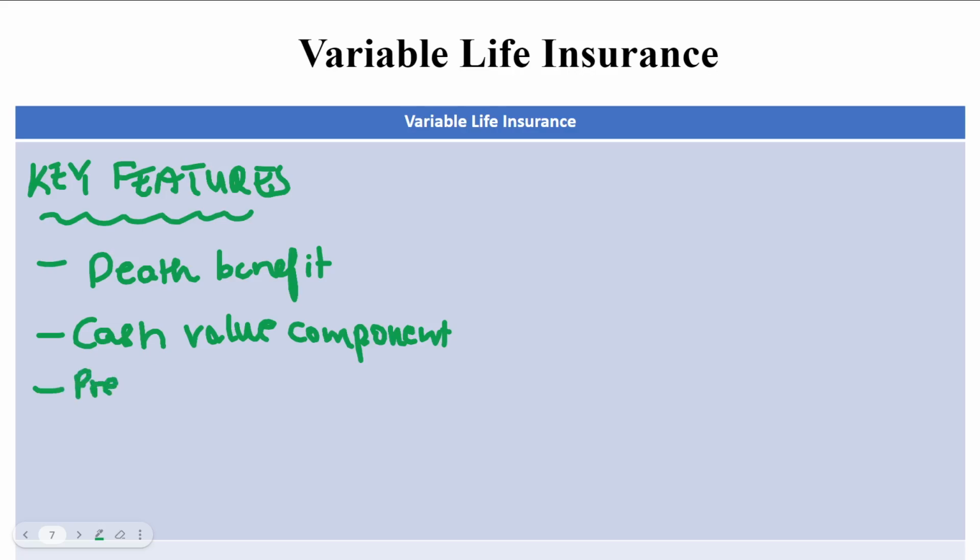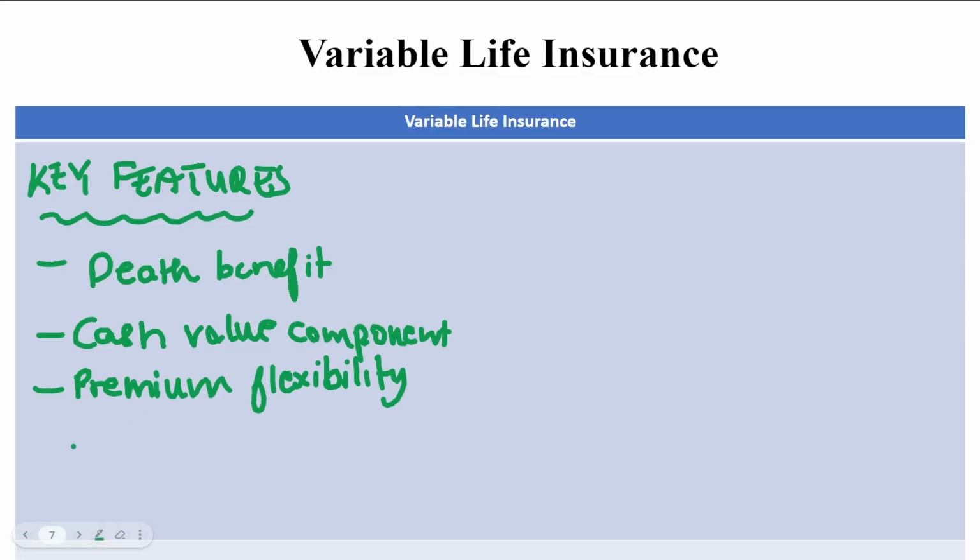Then we have premium flexibility. Premium payments are often fixed but may allow some flexibility. A portion of the premium goes towards the death benefit and the remainder funds the cash value account. If your cash value grows significantly, it can be used to pay premiums, offering some financial relief.